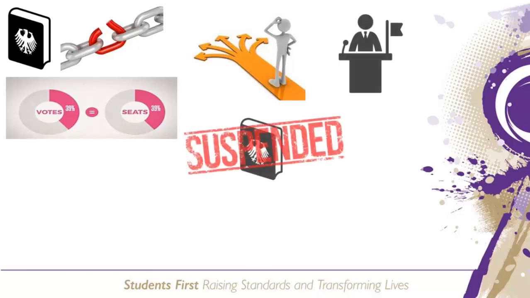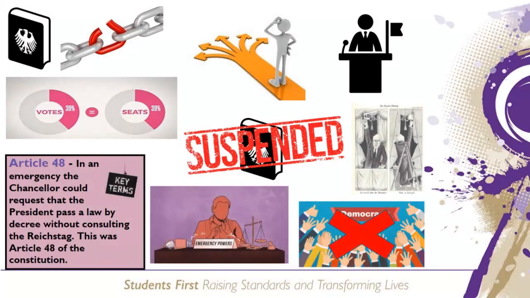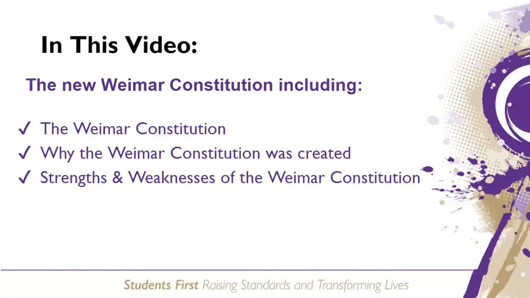When a decision couldn't be reached, the President could suspend the Constitution by using Article 48, so he could pass laws without the Reichstag's consent. Article 48 was only meant to be an emergency power, but it became a useful way of getting round disagreements and undermined democracy.